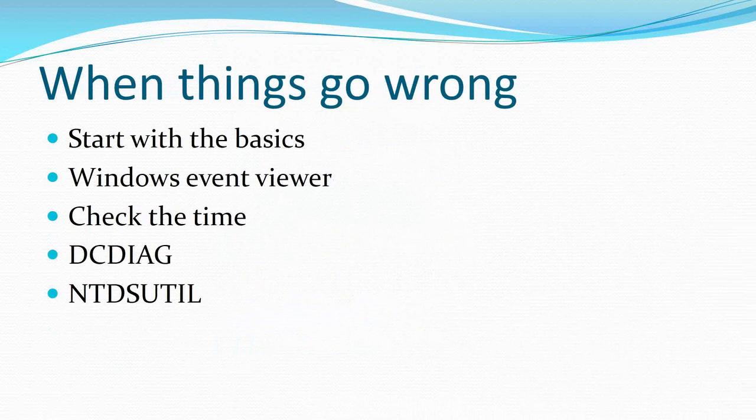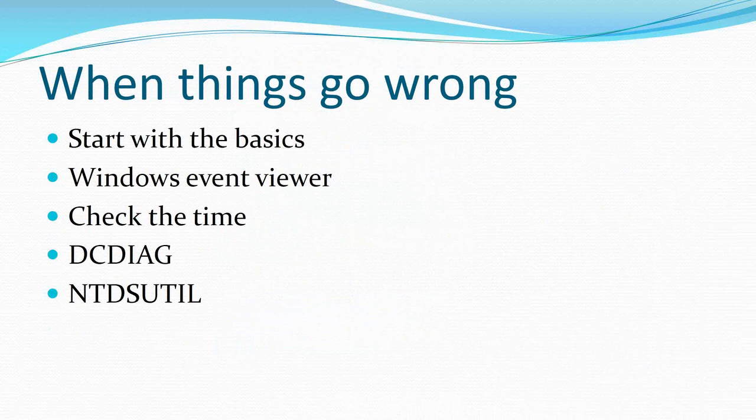So when things go wrong, start with the basics. Check your connectivity between sites, between servers. Check your DNS. Make sure that's working. Windows Event Viewer has a great deal of information on what's going on in your domain, such as when a domain controller is promoted, if it has issues accessing certain resources.